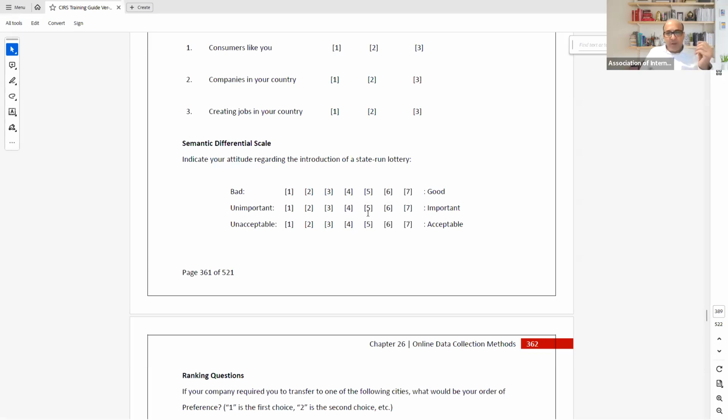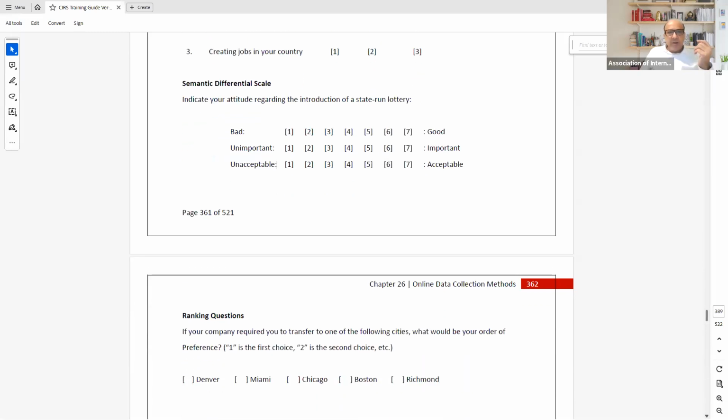Unimportant, how unimportant, right? Important, then how much important? 7 is the most, 1 is the least. And so this is called semantic differential scale. You can recognize it in the exam by just looking at the pattern or the format that sticks in your mind when you sort of understand the semantic differential versus scale.